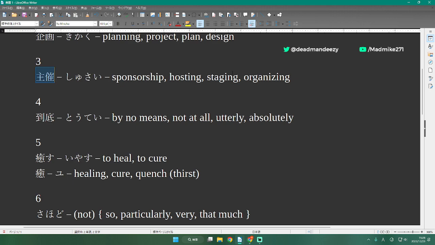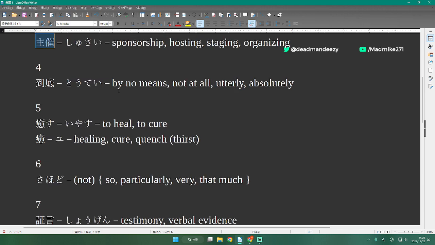Shusai. Literally the chief organizer. Shusai. Shusai desu. Shusai.